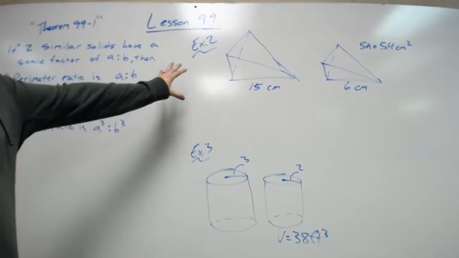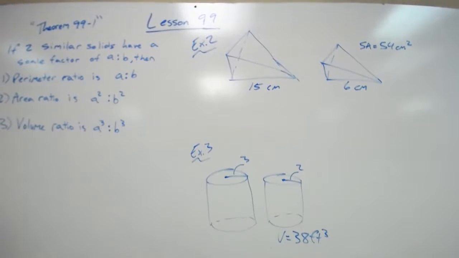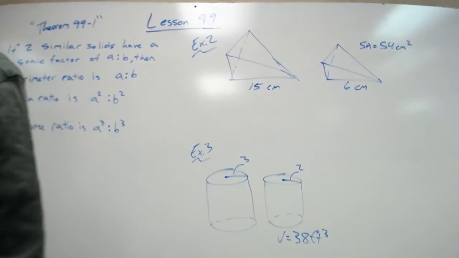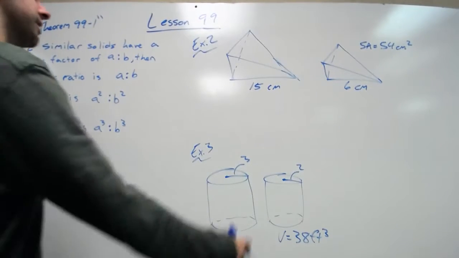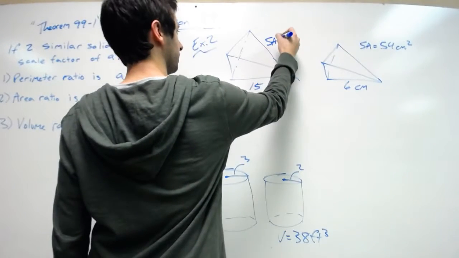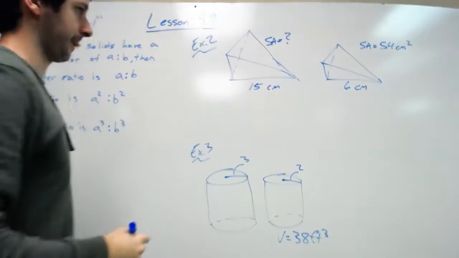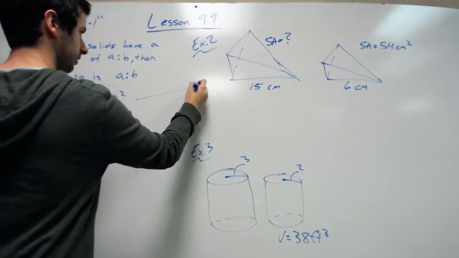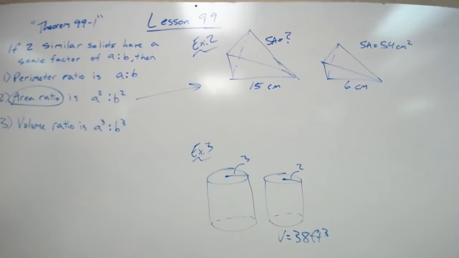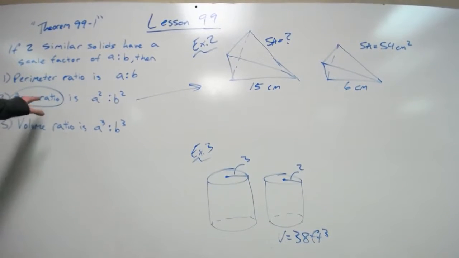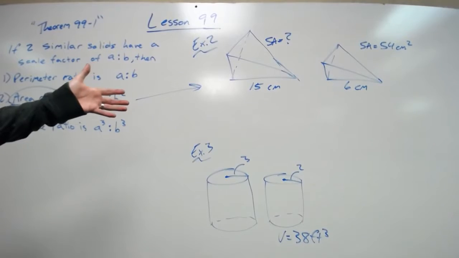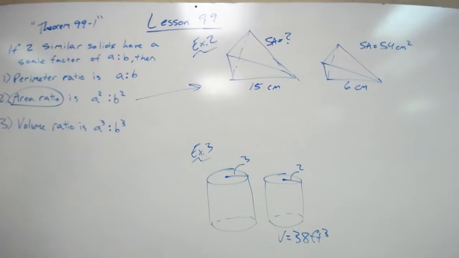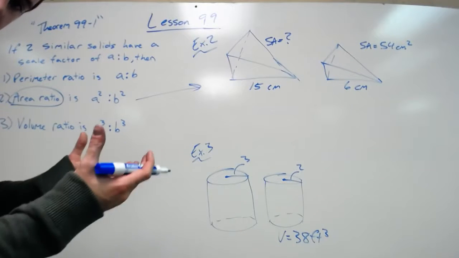So this example 2 says the surface area of the smaller pyramid is 54 centimeters squared. What is the surface area of the larger pyramid? Okay, so we're talking about area. So for the ratio of A to B, now how do we know what our ratio is? Well, we can use corresponding side lengths because they're similar polygons. All right, we know that they are proportional.